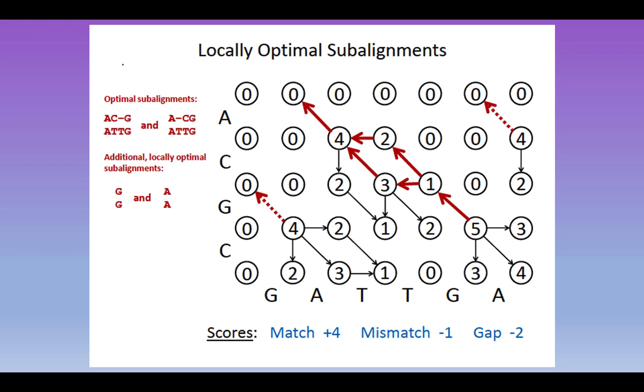And just as important to note, there are other alignments here, right? It's not just that we found the one that we thought was the best one, but there are other alignments that are still within this graph that might be important to us.